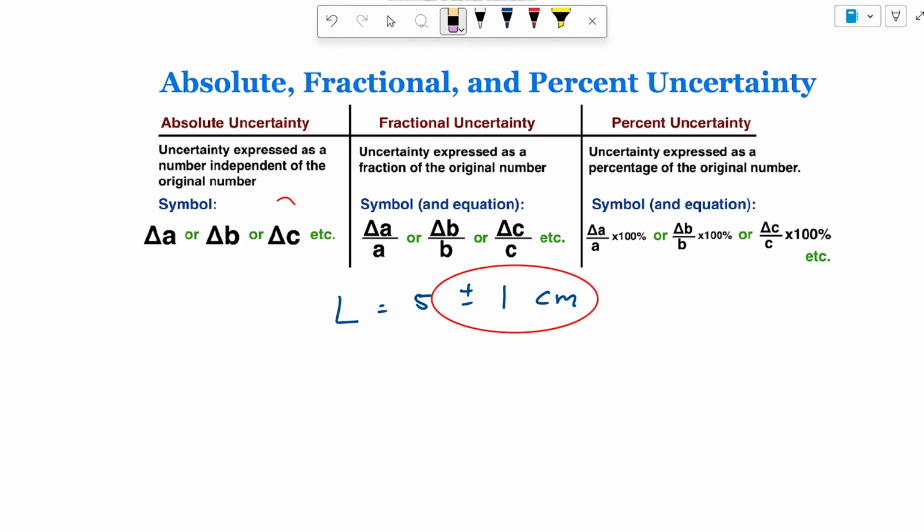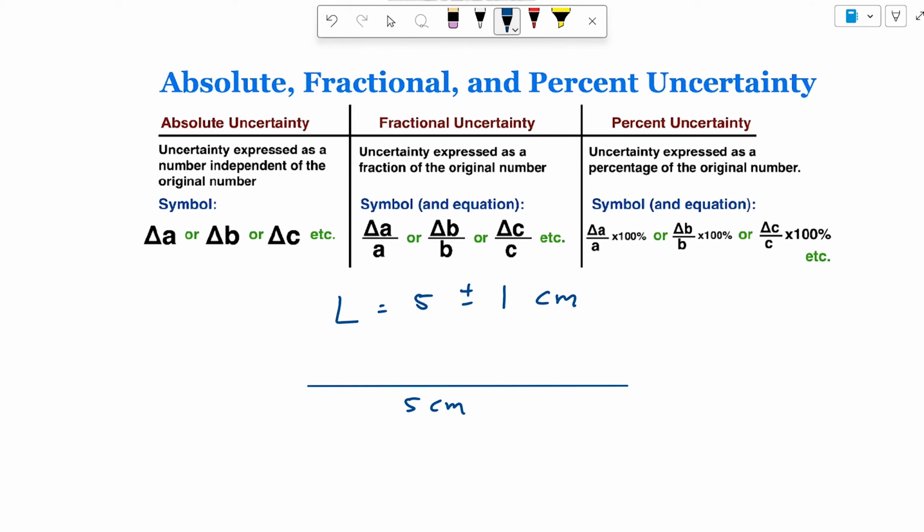Well, what about the fractional uncertainty? Well, I want you to imagine a rod, and the length of this rod is 5 centimeters. And our error would be minus 1 centimeter or plus 1 centimeter. So, what fractional uncertainty wants us to find is what fraction of 5 centimeters this uncertainty is found in.